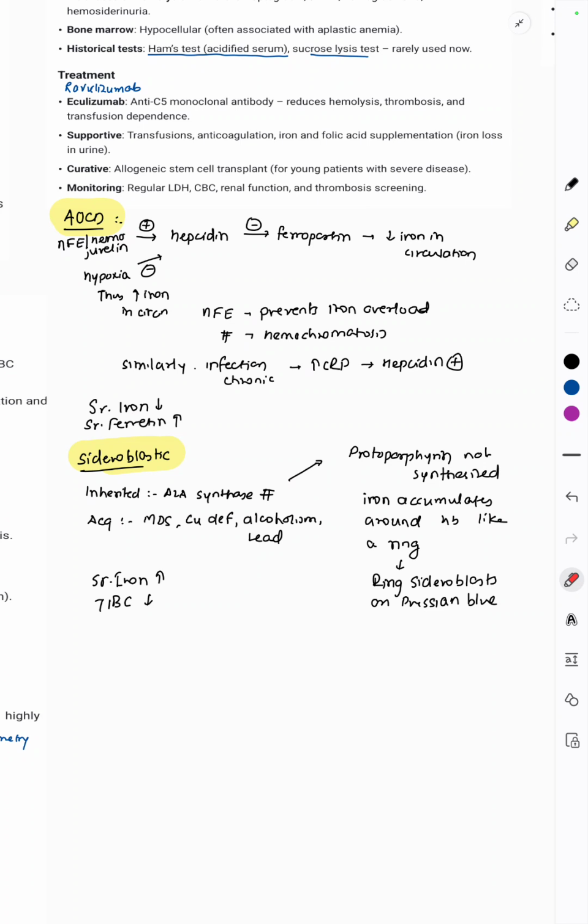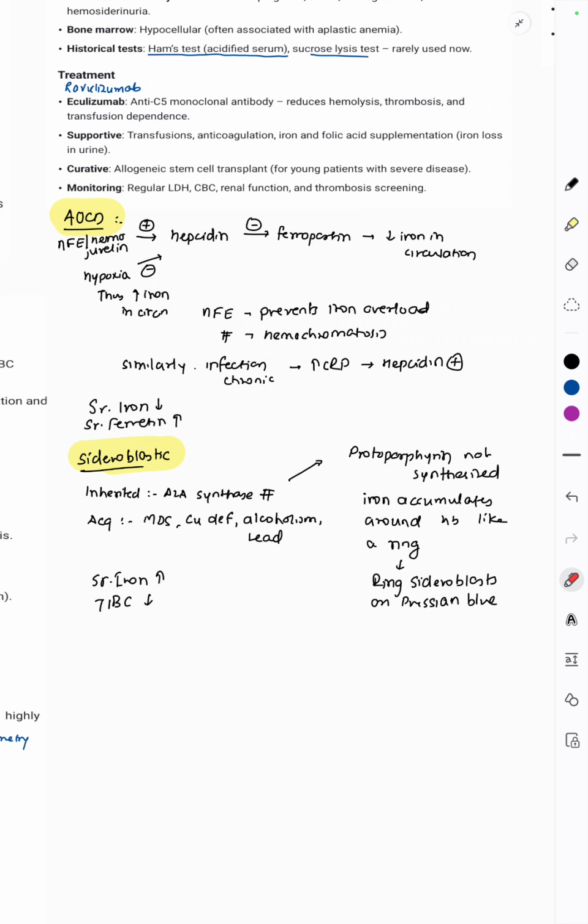Similarly, in infection and chronic conditions, the CRP levels increase and activate hepcidin, because of which the circulating iron levels decrease. However, the serum ferritin levels are increased or normal. Then the total iron binding capacity is low.